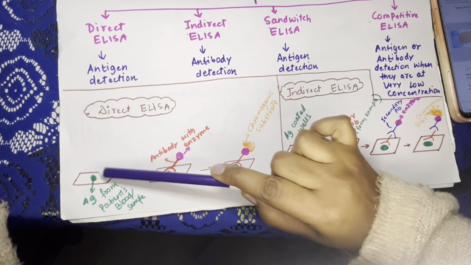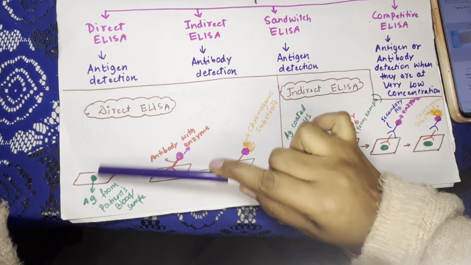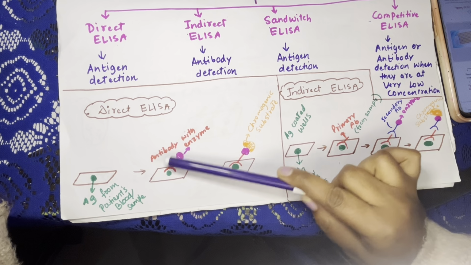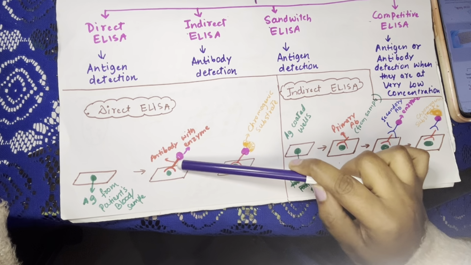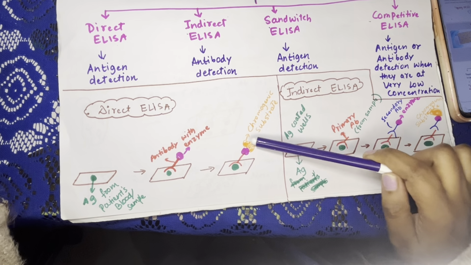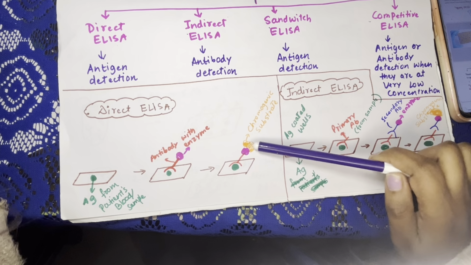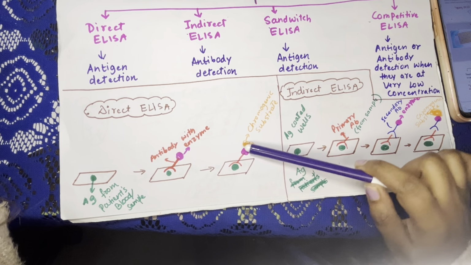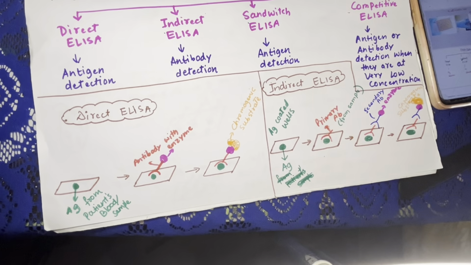If there is no antigen, then after washing, there will be nothing. After washing, the antibody will also get washed off along with the enzyme. Then even if we add chromogenic substrate, no color will be seen, because the substrate will show us color only if it is bound with the enzyme. I hope direct ELISA is clear.